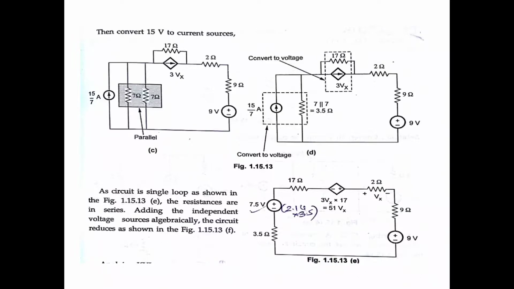That is 51Vx. This is the dependent source, 51Vx. 2 ohm, 9 ohm, 9 volts. 3.5 ohm and 9 ohm are in series. This value is in series.